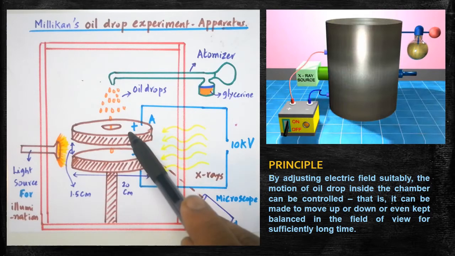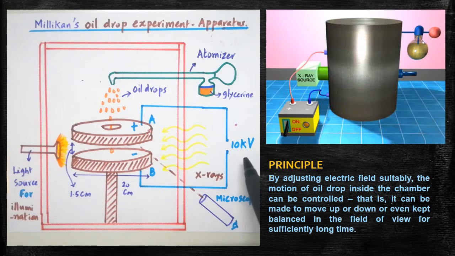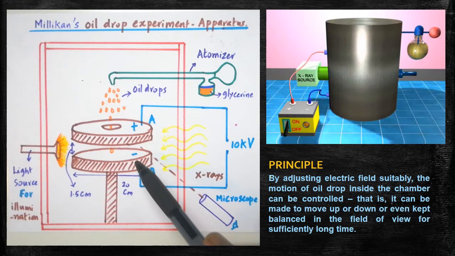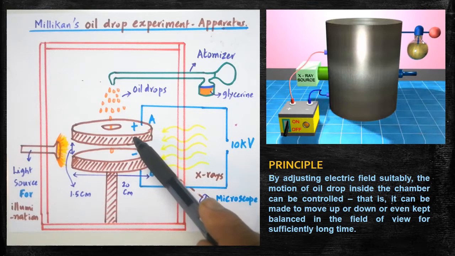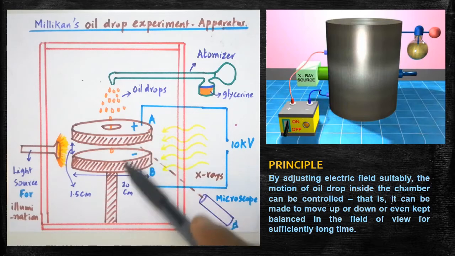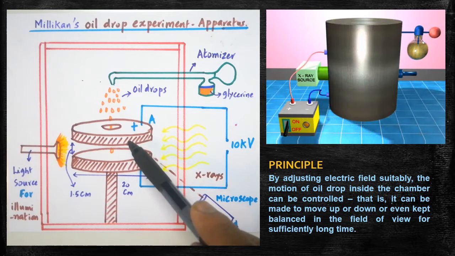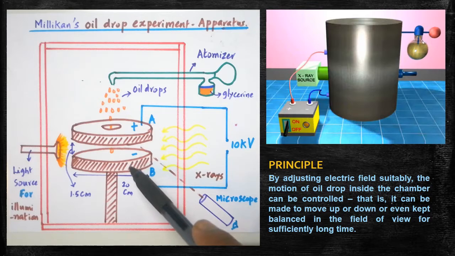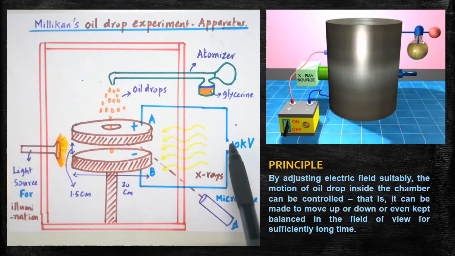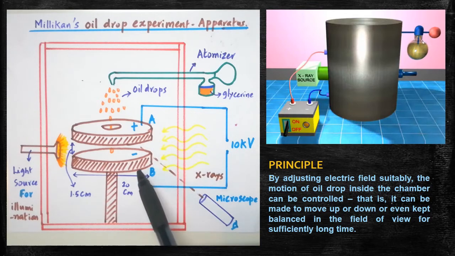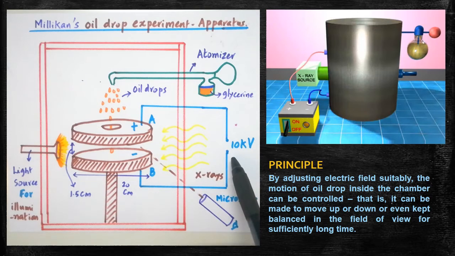And then in between the two plates, a very high potential difference is maintained. Around 10,000 volt is maintained here, that is written as 10 kilovolt. In between the two plates, a very strong electric field is acting, and it is acting from upper plate to lower plate. The electric lines of force start their journey from positive plate to negative plate. The upper plate is connected with the positive end of the power supply. The lower plate is connected with the negative end of the power supply.